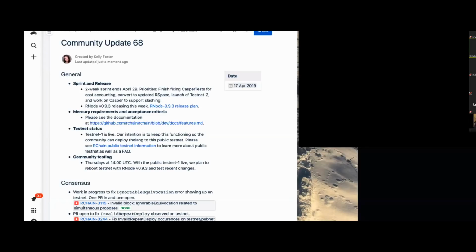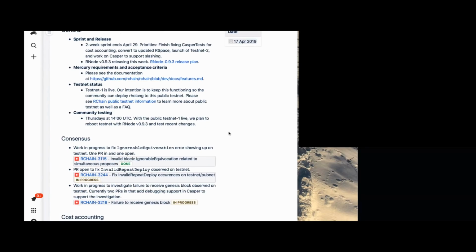Okay, all right, so here we are, community update number 68. We have started a 2-week sprint that ends April 29th, where our priorities are the following. We need to finish fixing Casper tests for cost accounting to go in. I'll talk more explicitly about that in a few minutes. We're going to complete the conversion to the updated RSpace. I'll also speak to that. Launch of testnet 2, and work on Casper to support slashing. Those are our goals in this current sprint.